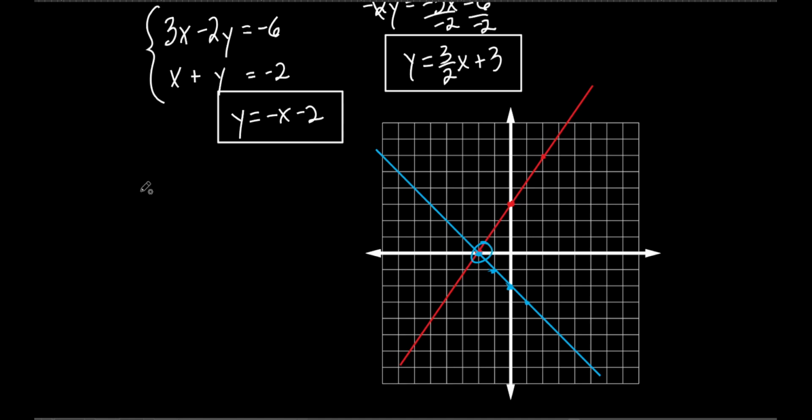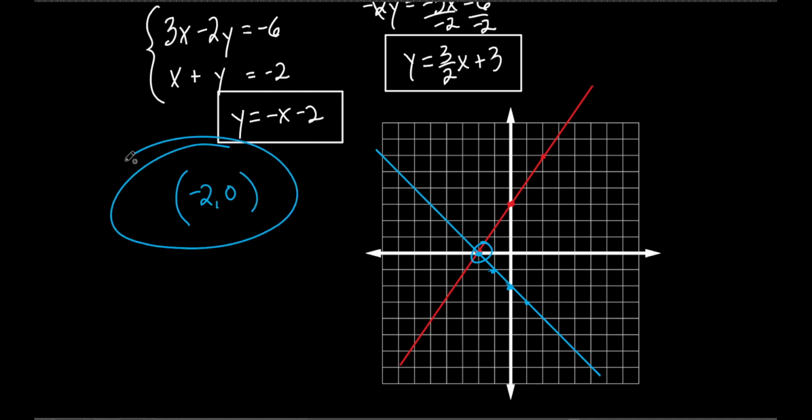So what is my answer then? My final answer is, and we write it as an ordered pair. Don't just write x equals, y equals. Write it as an ordered pair. So what is that point right there that I circled? Negative 2, 0. Thank you. And that is the answer. That means x equals negative 2 and y equals 0. But when you do a system of equations, you always write your answer as an ordered pair. So let's make sure that we do that.